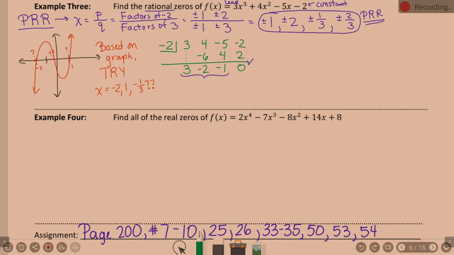So now I'm going to try 1. We're going to put these numbers up here. So 3, -2, -1. I'm dropping 3. I'm multiplying 1 times 3. I'm adding: -2 plus 3 is 1. 1 times 1 is 1. -1 plus 1 is 0. Awesome. Matched up. Did we all match up at 3, 1, 0?